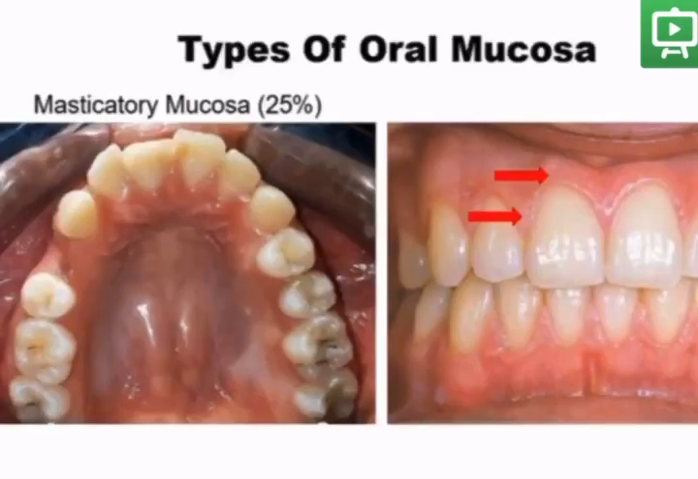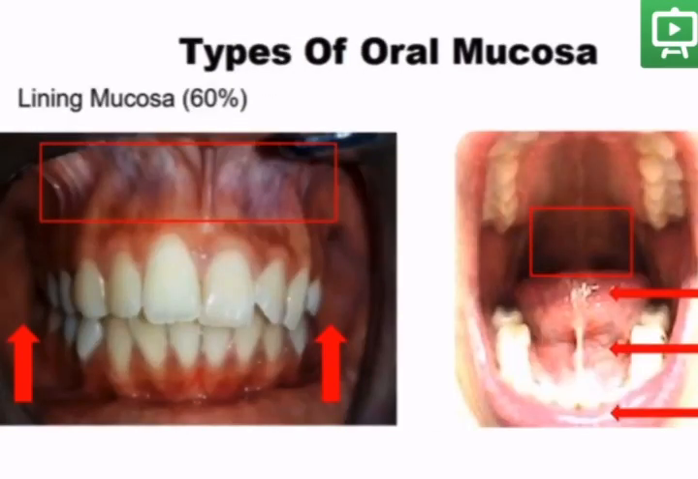We have also described types of the oral mucosa according to the function. Firstly is the masticatory mucosa, which covers 25% of the areas that are subjected to masticatory and high friction forces. It is firm and rubbery in texture, and is composed of the hard palate and the attached gingiva, as well as the free marginal gingiva and the interdental papillae. This is mostly a keratinized epithelium.